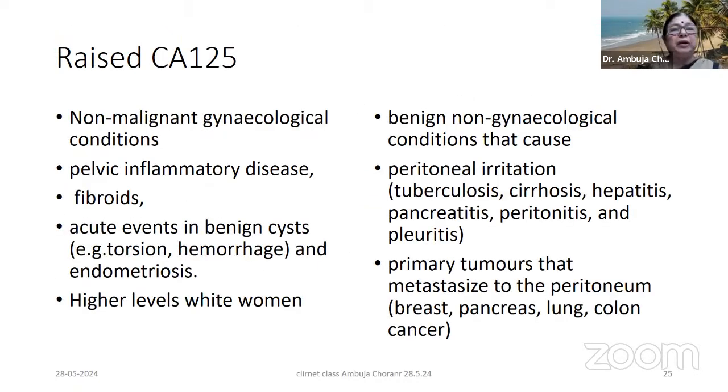Raised CA-125 can be present in the non-malignant gynecological conditions like pelvic inflammatory disease, fibroids, acute events in benign cyst like torsion, hemorrhage. What we see is the minute a patient comes to outpatient, anywhere, we go as the general practitioner or to the surgeon or to the physician, the minute they see a small cyst, they write for the CA-125. For any chance, even in normal pregnancy also, CA-125 can increase.